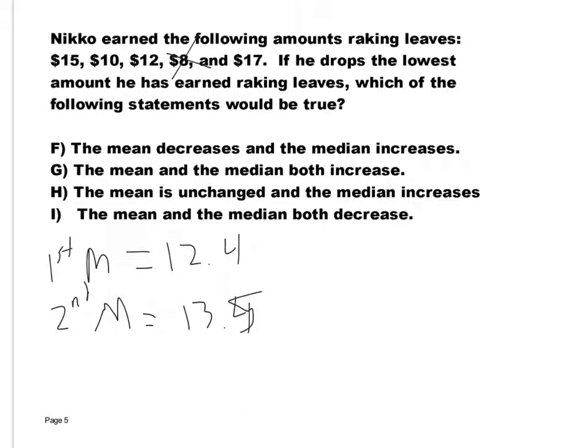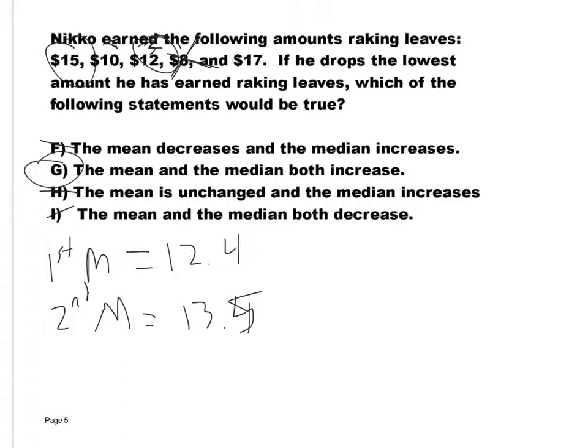Did everybody see that? Now, which of these can I get rid of, because I know the mean went up? I can get rid of F, I can get rid of H, I can get rid of I. So my only answer is G. But let's check the median. If 8 is the first number, 10 would be the second number. That leaves you with 12 as the third number. That's my middle number. If I got rid of 8, then 10 is my first number, 12 is my second number, and 15 is my third number.